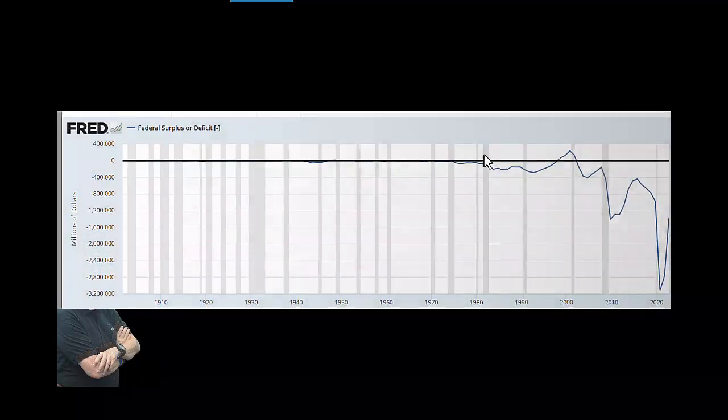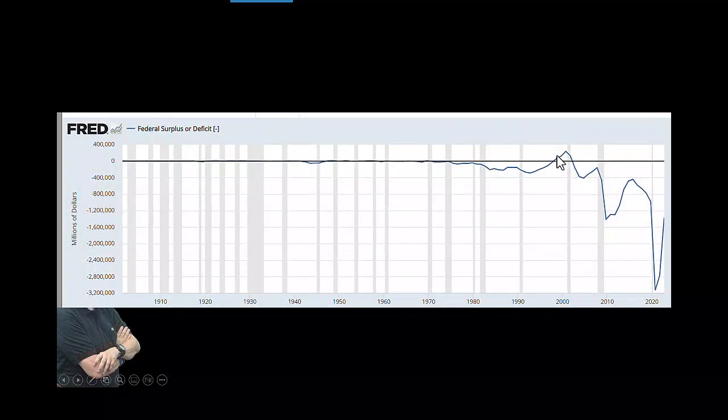Fiscal policy. Now, we're going to have a recession in 2023. That's a done deal. It's baked into the cake. So here you can see the budget deficit. And here's 2020, when the budget deficit went completely haywire. And you can see we got down to almost $3 trillion.